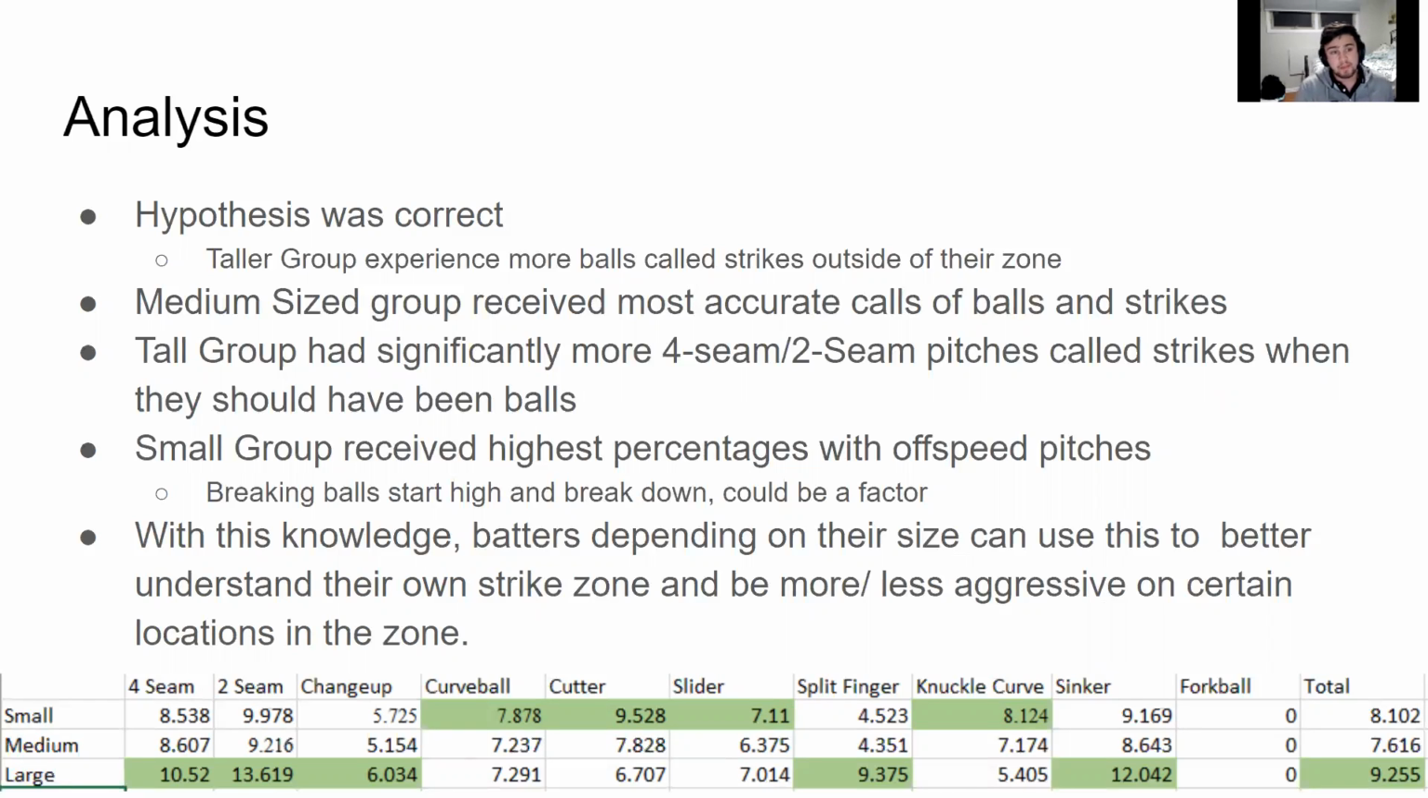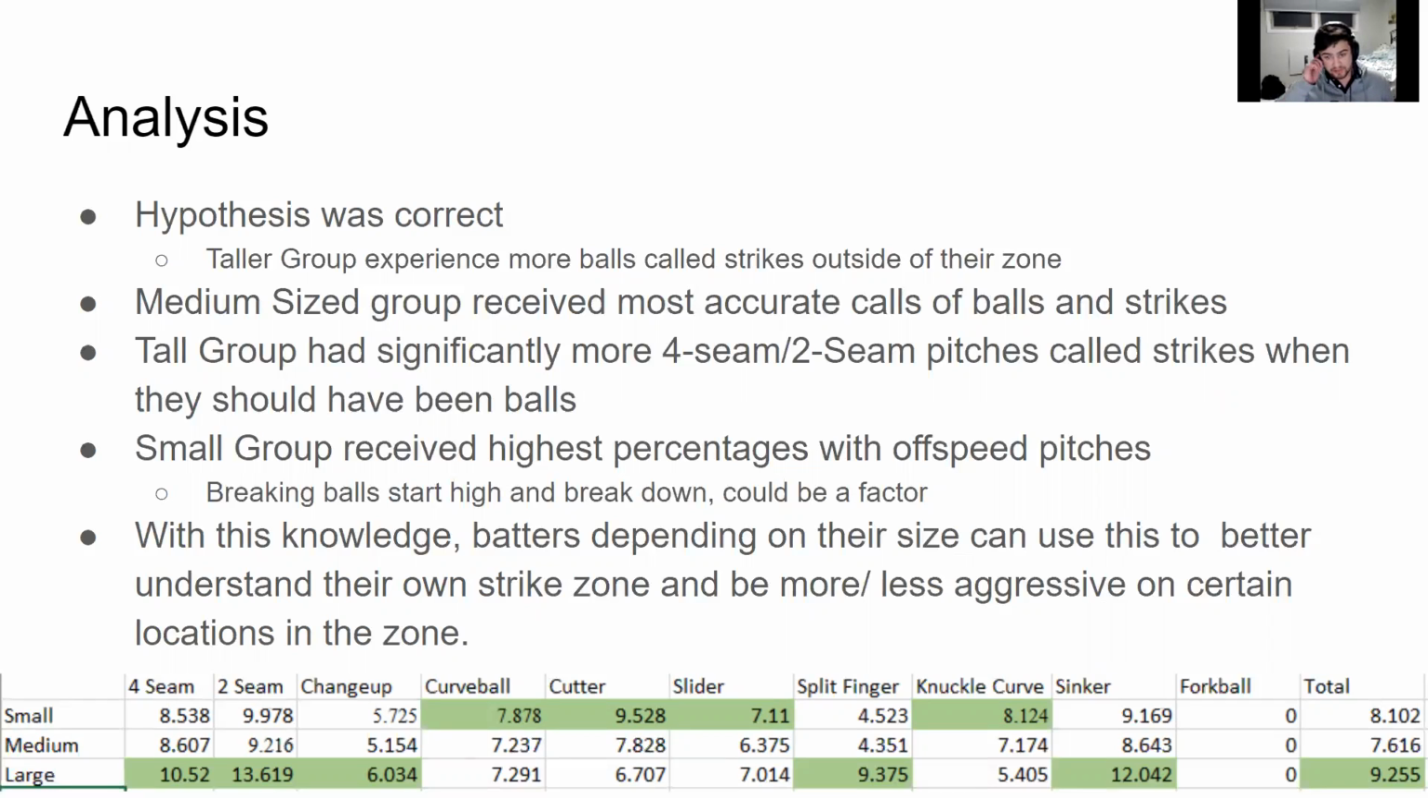I think it makes the most sense, in our opinion, for the medium-sized group to receive the most accurate calls, for a couple of reasons. One, they're the standard height, and two, they just have more players. So maybe since N, which represents the number of people, is higher, the results might be more accurate.